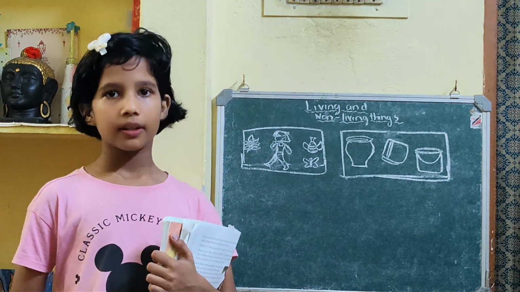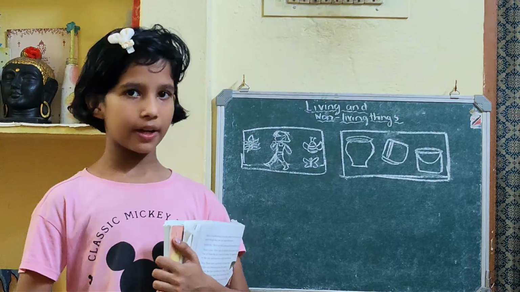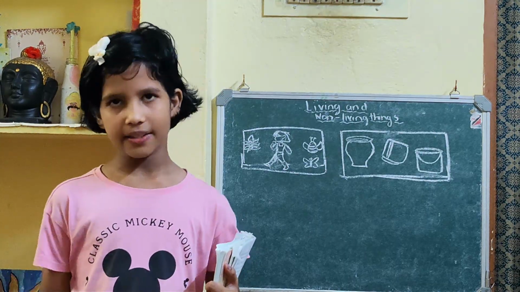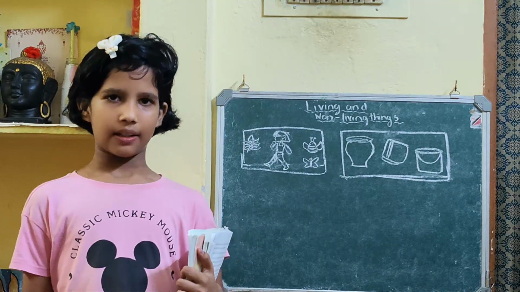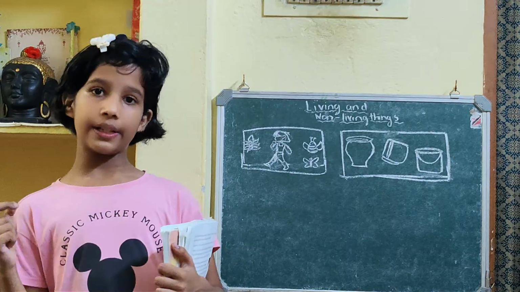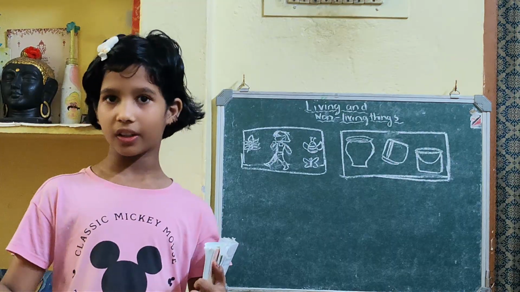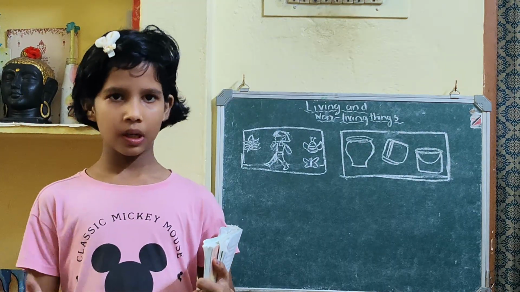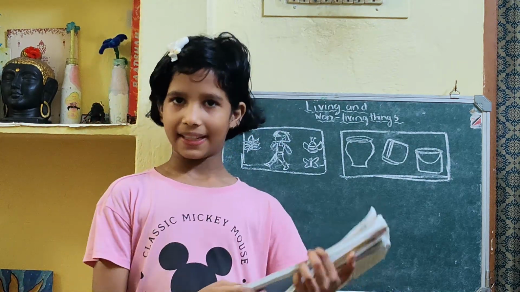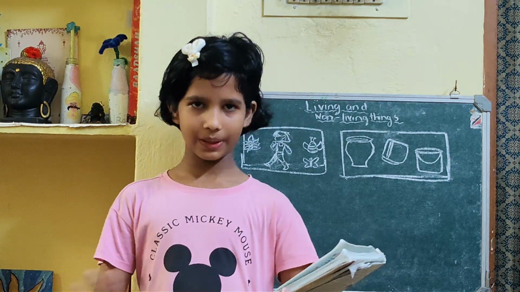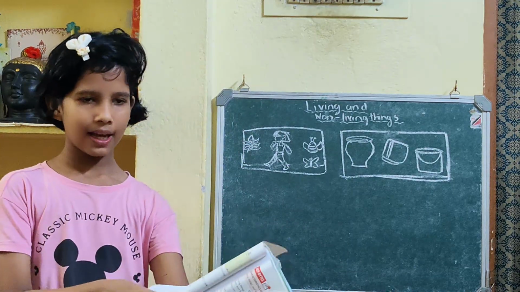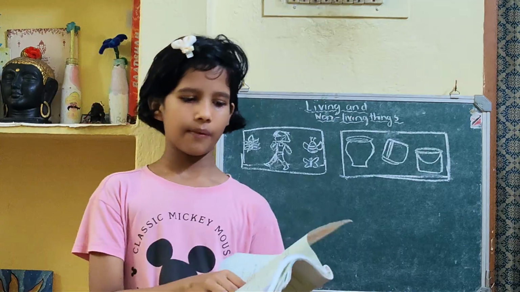They breathe, they send out waste, they produce young ones, they have sense organs and everything else. And they need food and water to survive. Living things need everything to survive, you know. So now we're going to practice some questions, like everything the living things do.